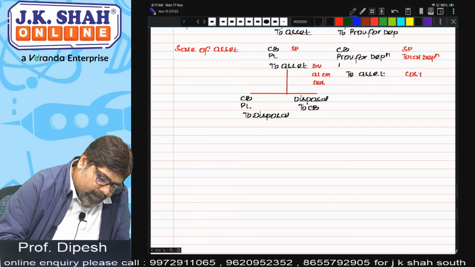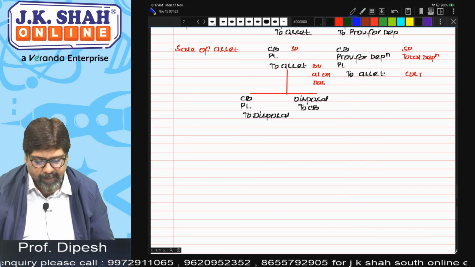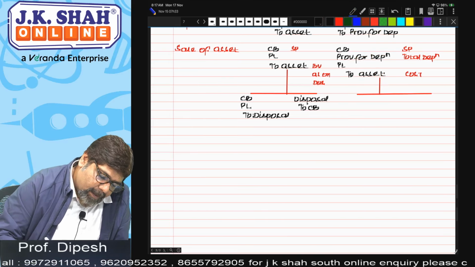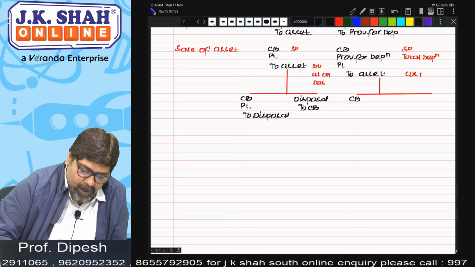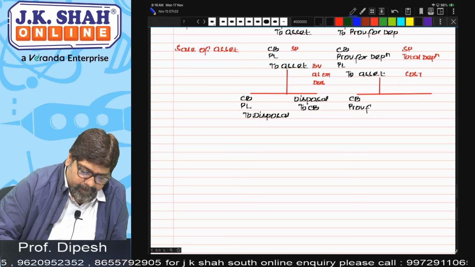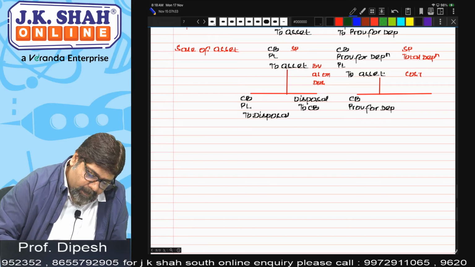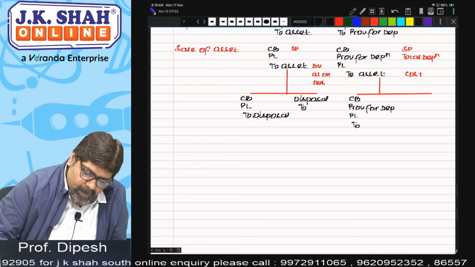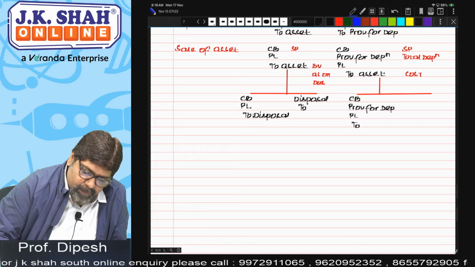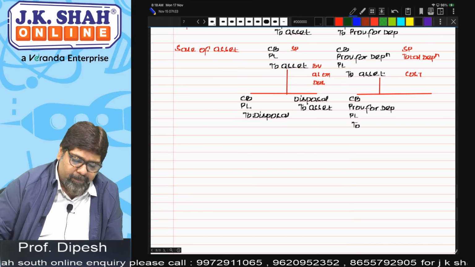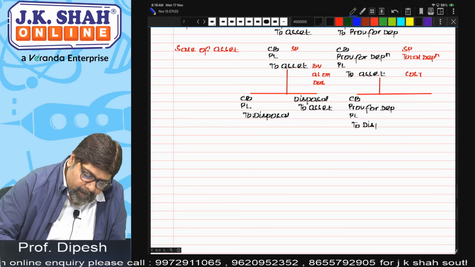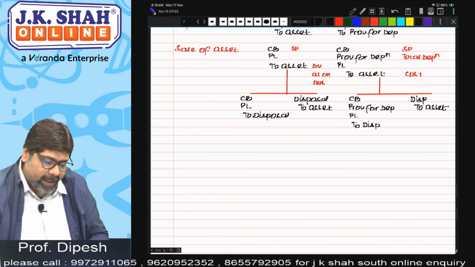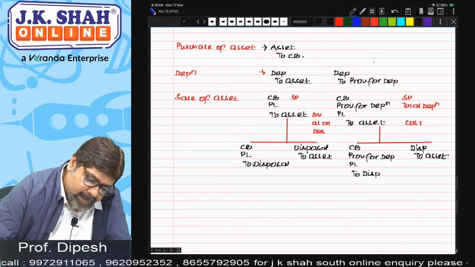Similarly, chartered, this entry also you will break through disposal. So if they ask you to prepare disposal account, you are supposed to break the entry for sale in two parts. One is cash bank, provision for depreciation, PL to disposal. And second is disposal to asset. Correct, incorrect? So as far as accounting is concerned, this is what we are supposed to do.